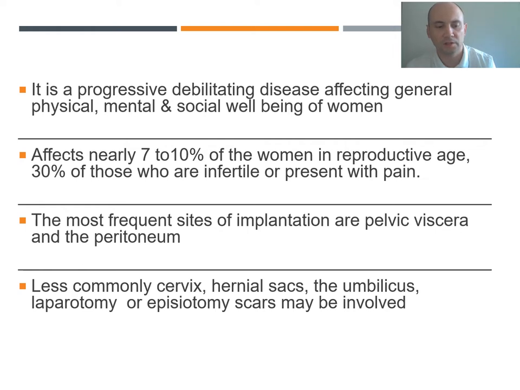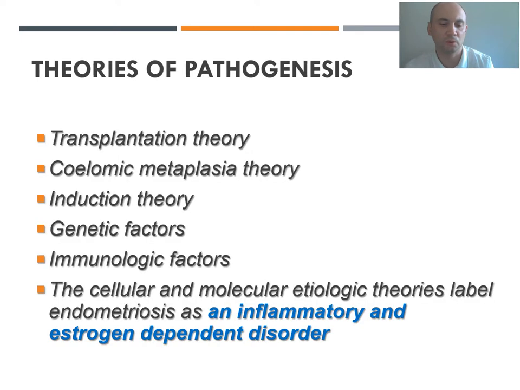It affects nearly 7 to 10% of women of reproductive age, and 30% of those who are infertile or present with pain. The most frequent sites of implantation are pelvic viscera and the peritoneum. Less commonly, the cervix, hernial sacs, the umbilicus, laparotomy, or episiotomy scars may be involved.